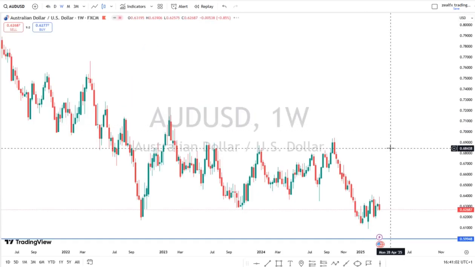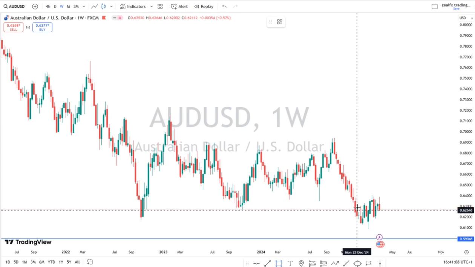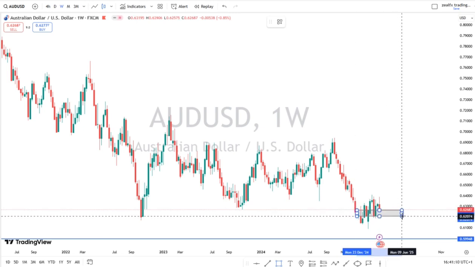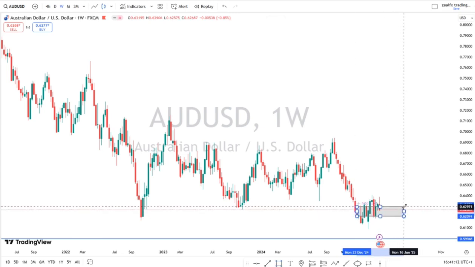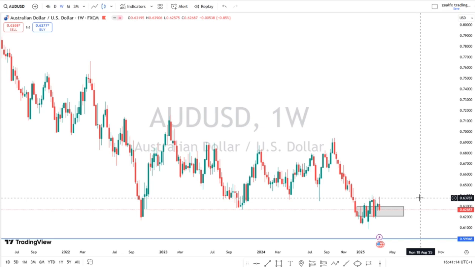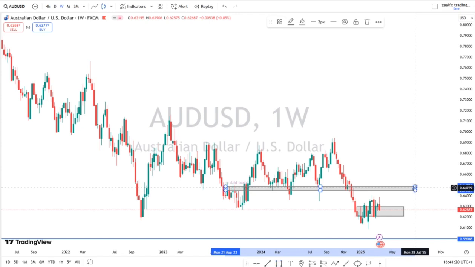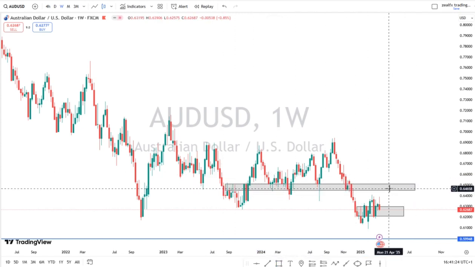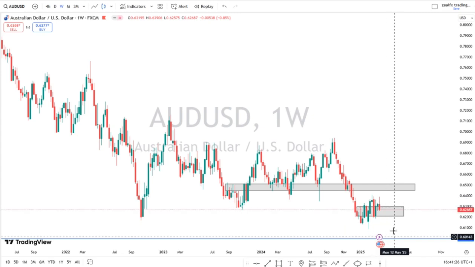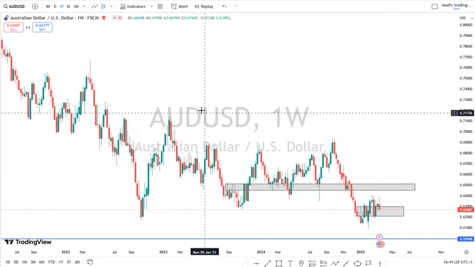Australia USD on my weekly chart closed on a support level. We have a support zone at this level. So long as price closes on this support zone, we expect price to push higher on the Australia USD. We expect price to push to this next resistance level on the Australia USD. So let's look at the monthly chart of the Australia USD.